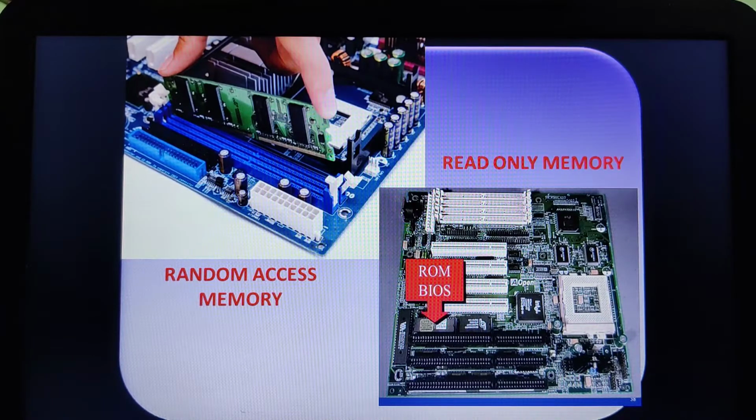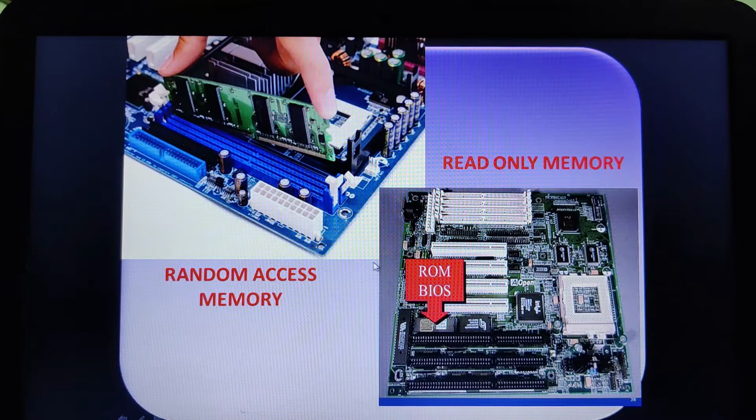The size of the primary memory is comparatively very small compared to the secondary storage memory. Therefore, to store the data permanently, we need the secondary storage devices. This primary memory is actually divided into two types: one is random access memory and the other is read-only memory.